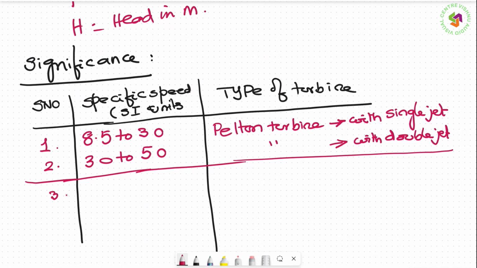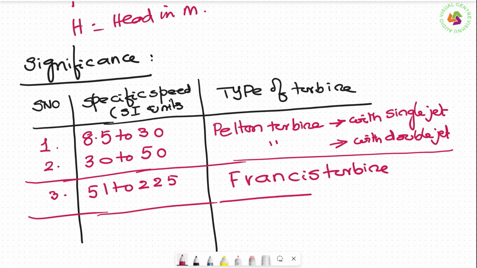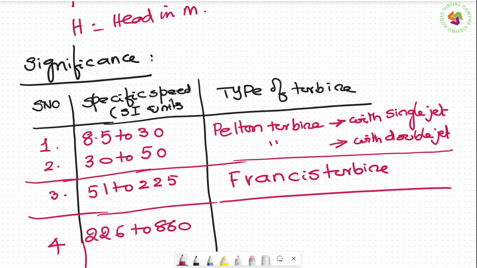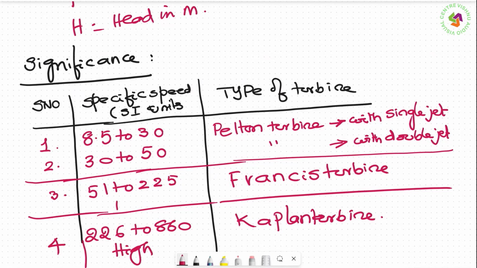Suppose the specific speed is between 51 to 225, automatically we will go for Francis turbine. And if the specific speed is above 225, up to 860 maximum, then we go for Kaplan turbine. So this is high specific speed, this is medium specific speed, this is low specific speed. In the case of low specific speed, we go with Pelton turbine. Medium specific speed, we go with Francis turbine. We go with Kaplan turbine if the specific speed is very high.